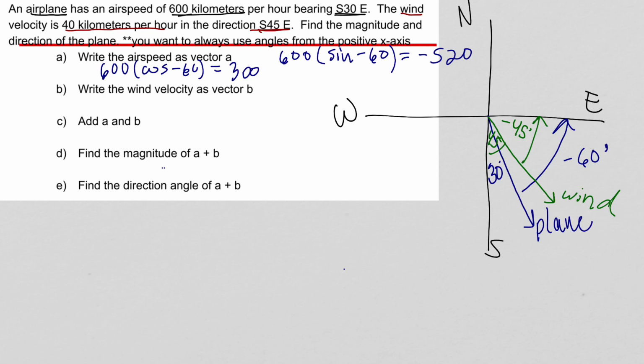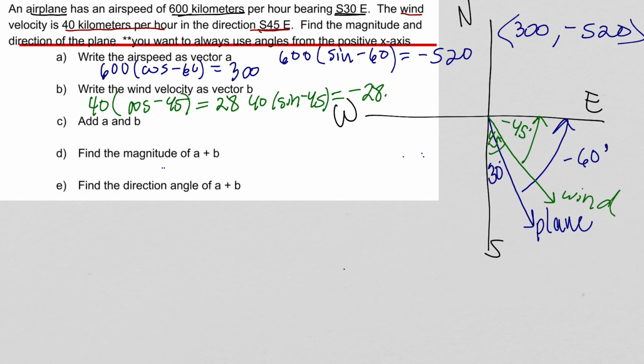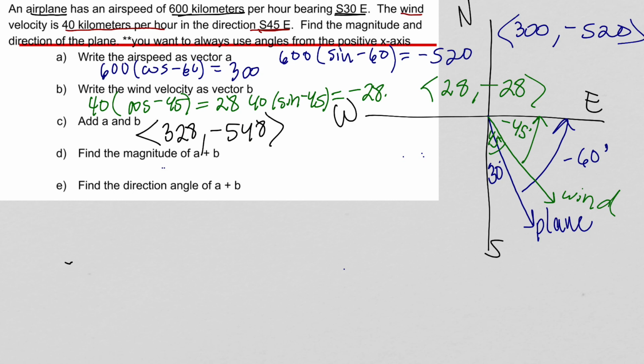Okay, so when I do my formula, my magnitude times the cosine of the angle was 300. Magnitude times the sine of the angle is negative 520. So the airspeed vector for the plane there is 300 comma negative 520. Now I'm going to do the same thing for the wind. Okay, when I plug it in, 40, magnitude of the wind, times cosine of negative 45 degrees is 28. 40 times the sine of negative 45 degrees is negative 28. So the vector for the wind is 28 comma negative 28. Now I'm going to add those two together. And I get that to be 328 comma negative 548.